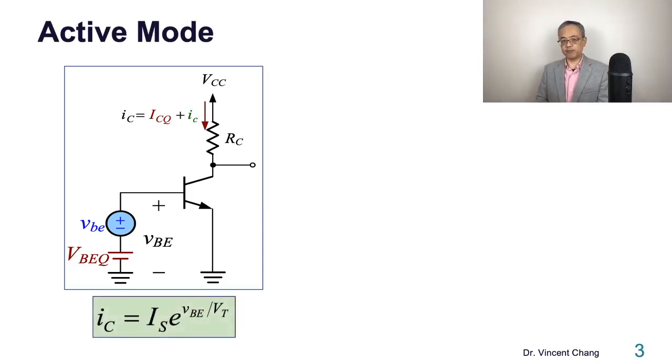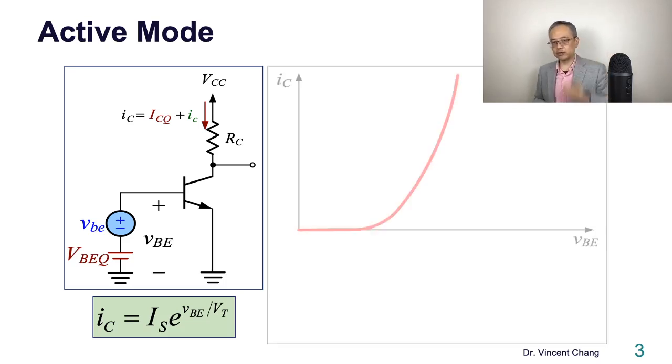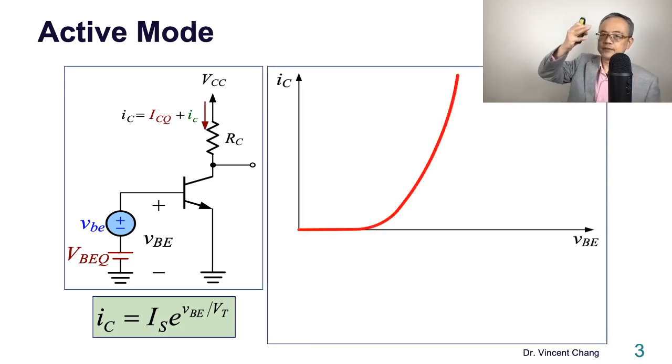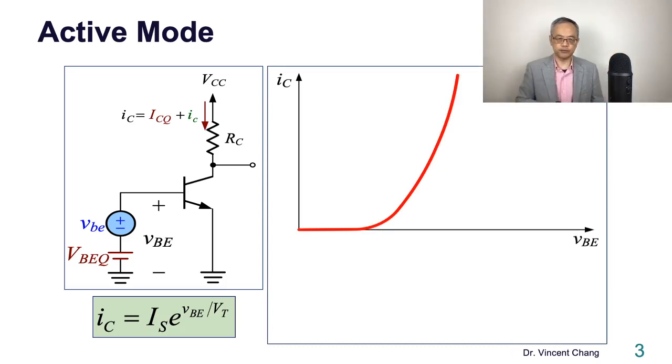For active mode, ideally, if we neglect the base width modulation, there is an exponential relationship between the IC output current and the input voltage. It's the large signal, total instantaneous relationship: the exponential IV curve, IC versus VB.